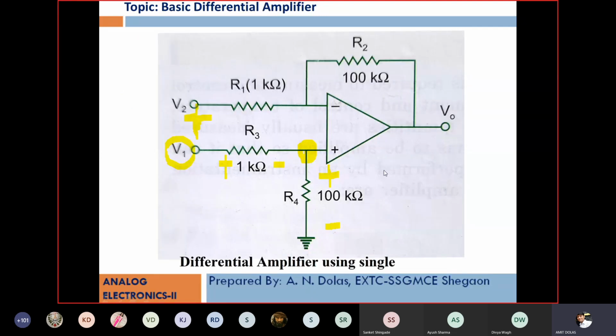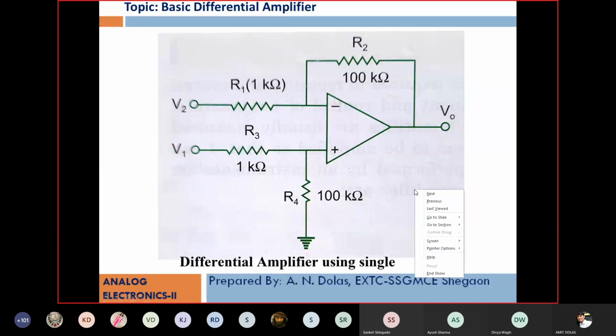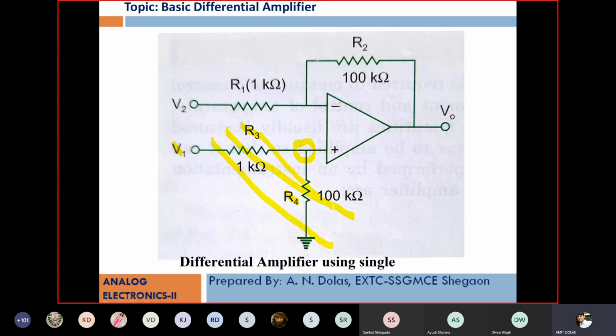Now coming back to the circuit, we know the voltage at this point. The voltage at this point is nothing but R4 upon R3 plus R4 multiplied by V1. So just forget about R3 and R4 for a few seconds. And this terminal V2 is ground. This terminal is ground. So you can look at the circuit: it is simply a non-inverting amplifier.